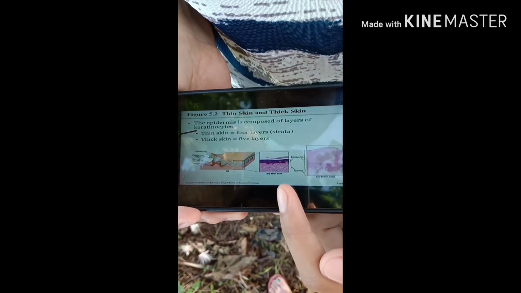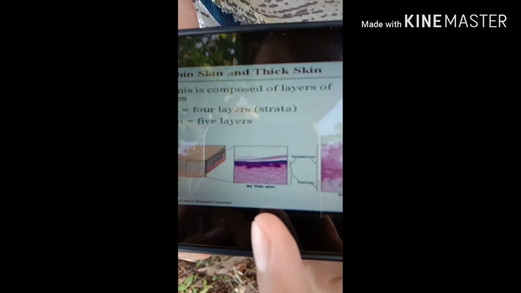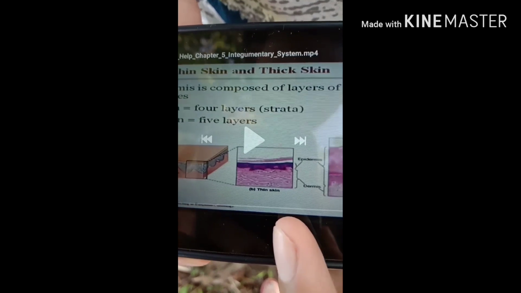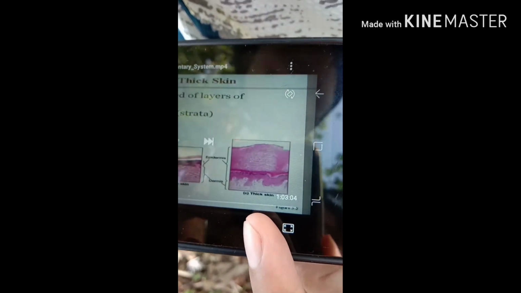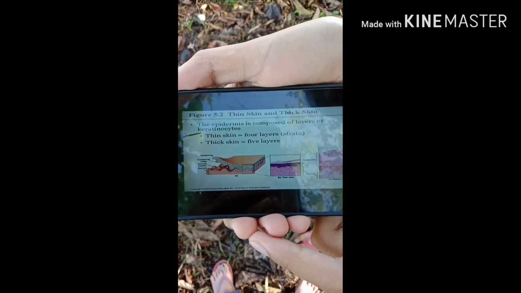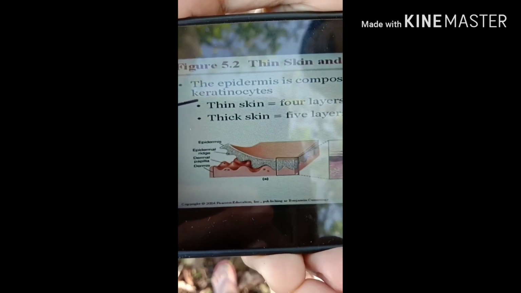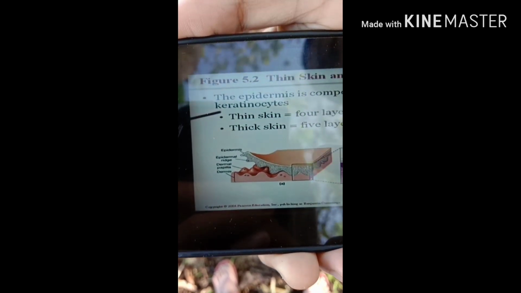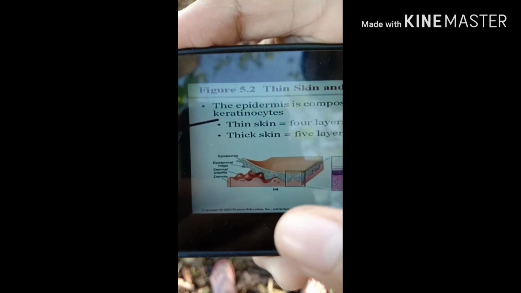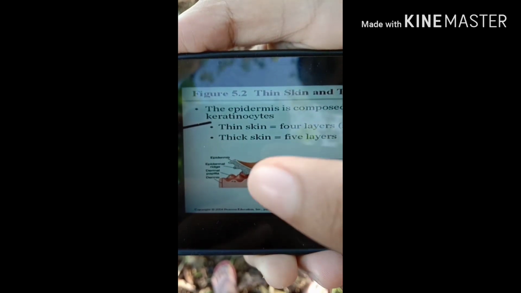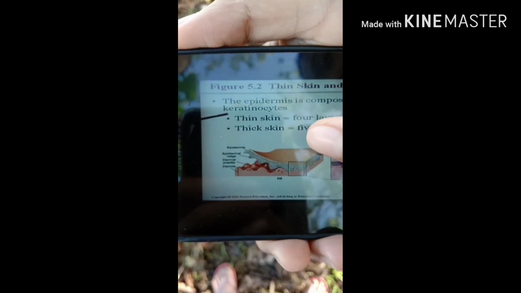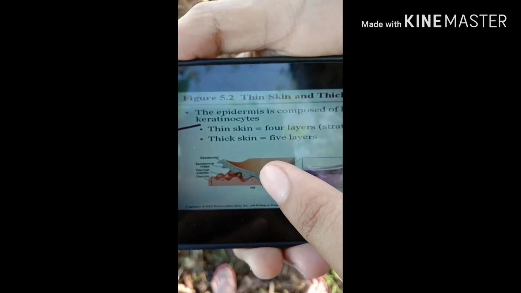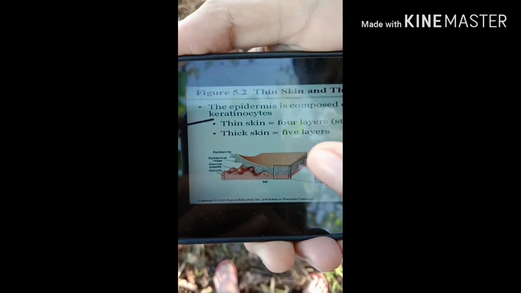So this is our thin skin, which is 0.08 millimeters thick, and this is our thick skin, which is 0.5 millimeters thick. As you can see in this photo, the upper portion is the epidermis and the lower portion is the dermis. There is a wavy region here. The wavy region in the epidermis is called the epidermal ridges, and the wavy region on the dermis is called the dermal papilla, which divides the epidermis and the dermis.